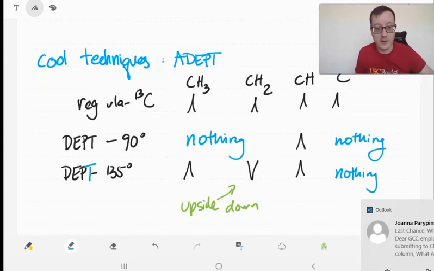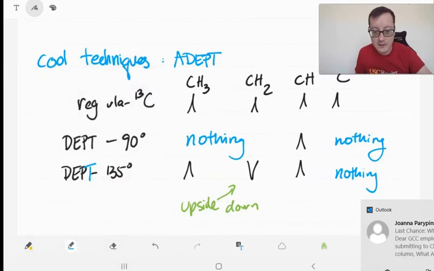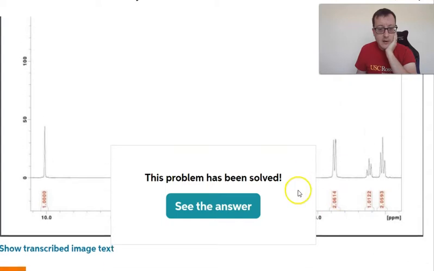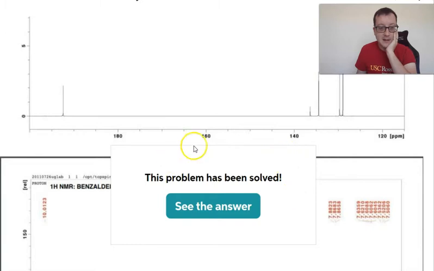Let's take a look at a couple of examples. What do I have here? Let's see. I realize this cut off, and I don't know where. But I wanted to show you a couple more examples. Here's benzaldehyde carbon NMR up here. I'm on Chegg.